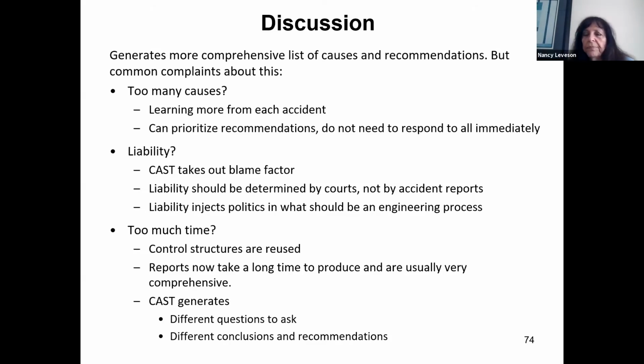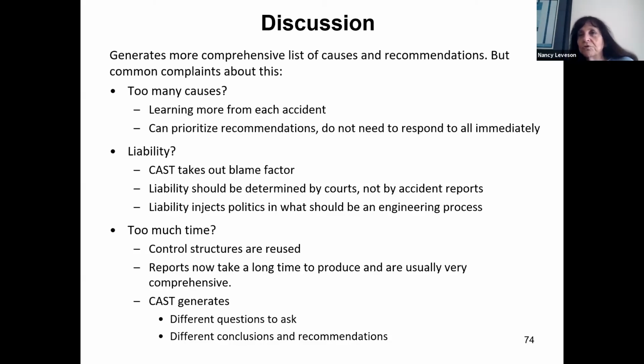aviation, that's politics. If we're going to improve, we've got to get politics out as much as we can of the investigation process. It takes too much time. Well, that's what Lawrence Wong is investigating for his PhD.